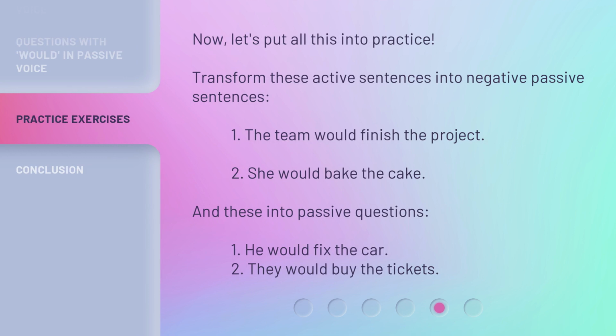Now, let's put all this into practice. Transform these active sentences into negative passive sentences. 1. The team would finish the project. 2. She would bake the cake. And these into passive questions. 1. He would fix the car. 2. They would buy the tickets.